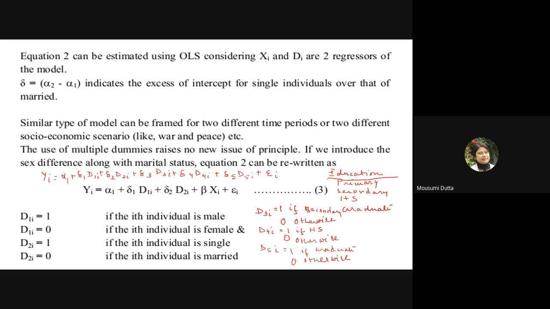So, primary means up to primary, secondary means up to secondary, HS means up to HS. So if you are up to HS, it is true, you have done all these things. However, you belong to that category. All the categories are mutually exclusive.